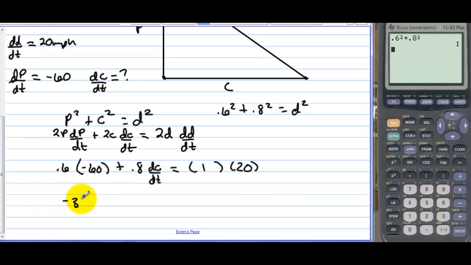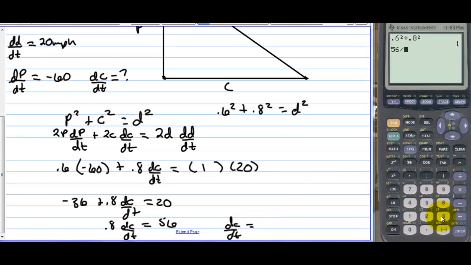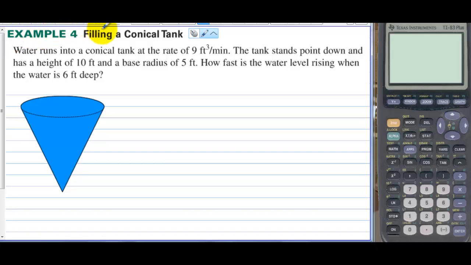We have negative 36 plus 0.8 dc/dt is equal to 20. So 0.8 dc/dt is equal to 56, and then dc/dt is equal to 56 divided by 0.8, and that's equal to 70 miles per hour. Example 4, filling a conical tank.